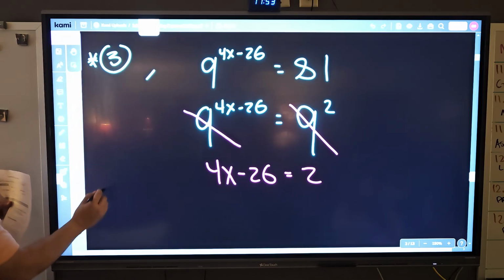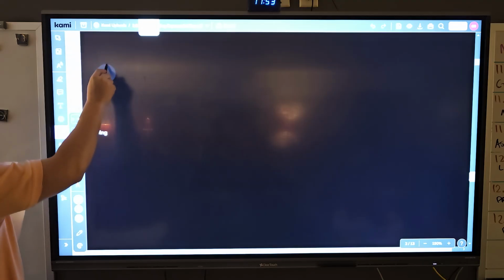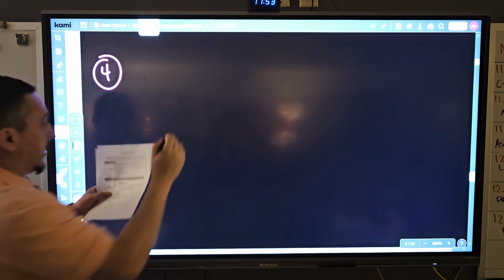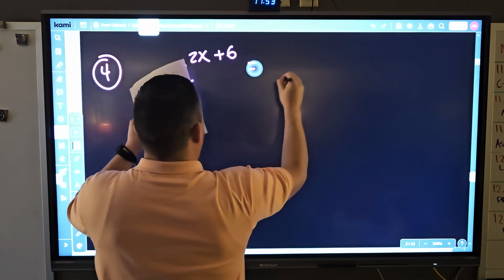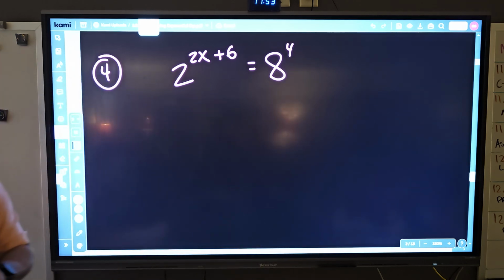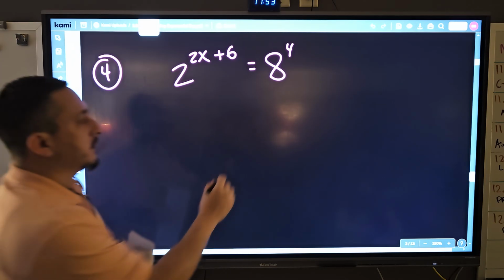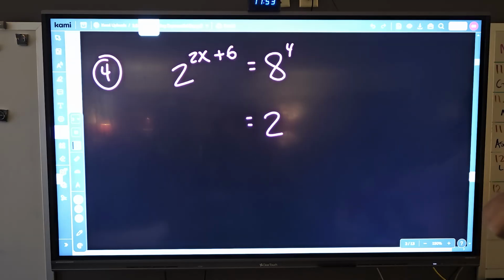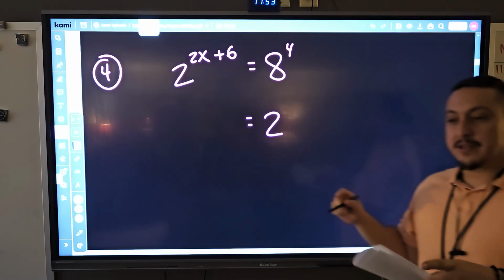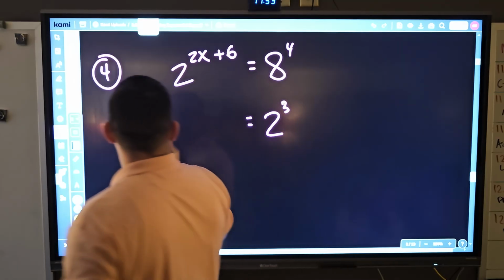Last one of this type, number 4. This is very similar to the last one, but it's just a different rule of exponents. I just want to refresh your memory with those. So same type, right? Can I rewrite the 8 as a 2? Of course you can't rewrite the 2 as an 8 because it's bigger, so you have to. The question would be, 2 to what power is the same as 8? 3. Because 2 squared is 4, but 2 cubed is 8.